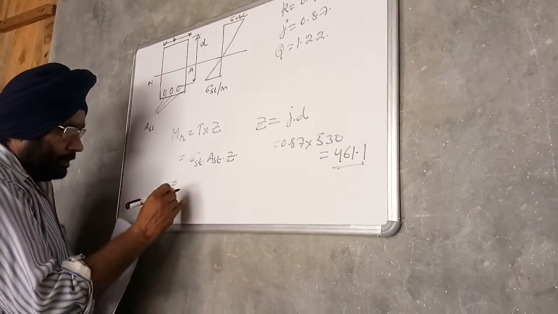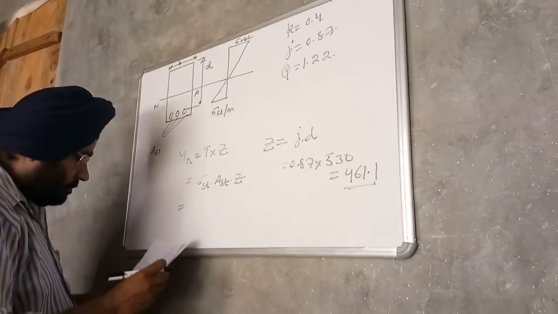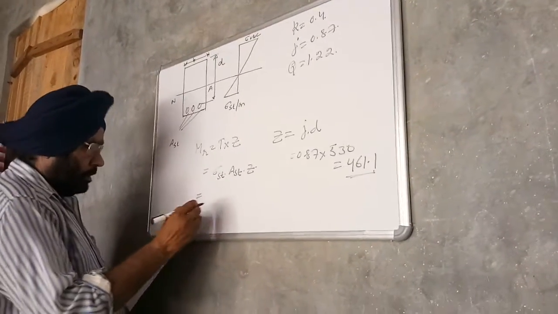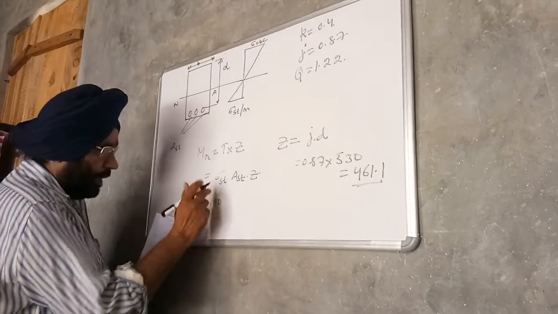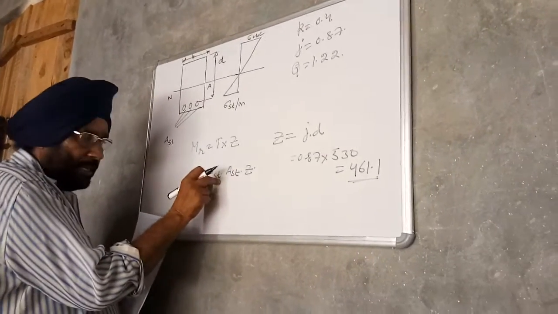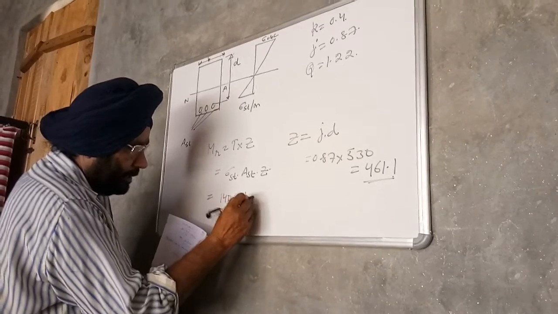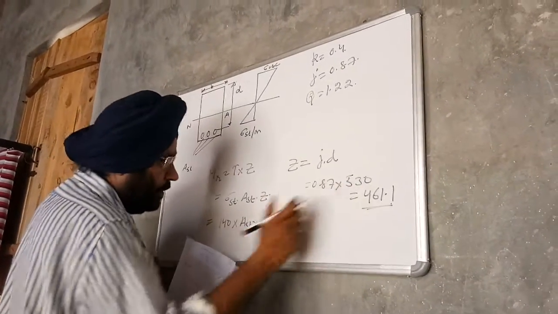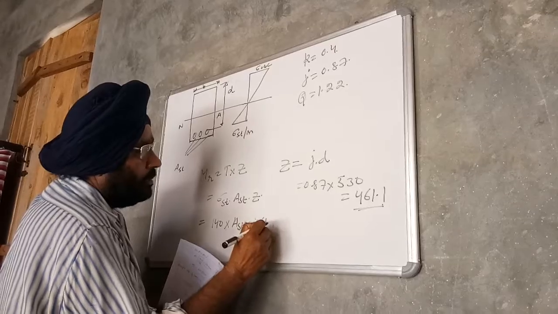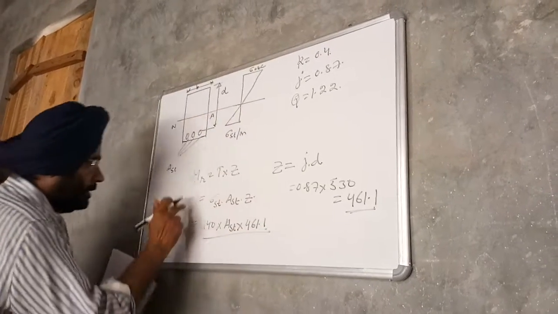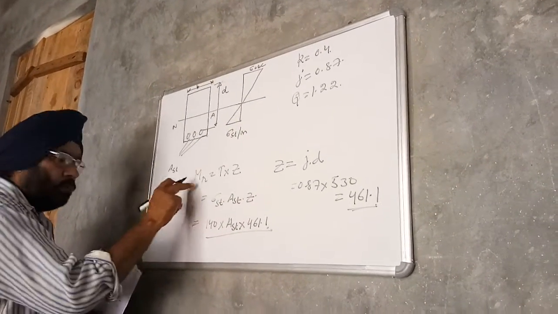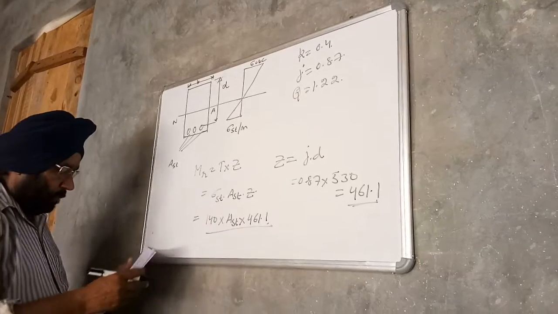we get sigma ST is 140 for mild steel. The permissible tensile stress, its value is 140 given, and AST we have to calculate, and Z is the lever arm, its value is 461.1. So this is the moment of resistance, equal to the bending moment.